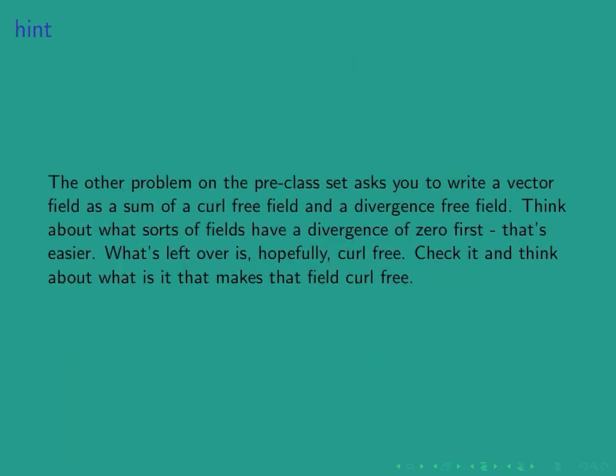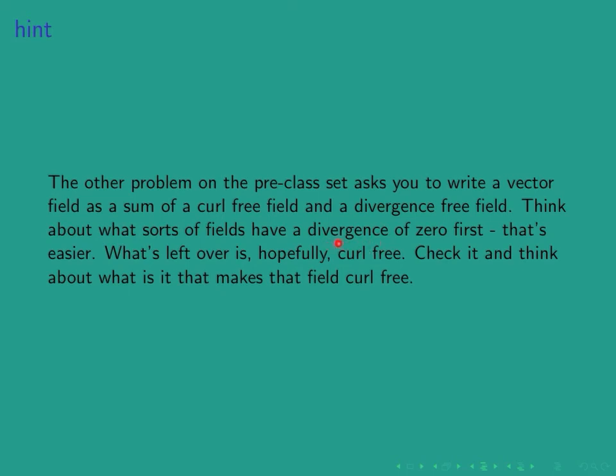Okay, I'll finish by just giving you a hint of the one other problem that's on the pre-class homework assignment set. The question asks you to write a given vector field as a sum of a curl-free field and a divergence-free field. So that is, I want to take a vector field and write it as a sum of two vector fields, one whose curl is 0 and the other one whose divergence is 0. Okay, so here's the hint. It's easier to think about divergence first.